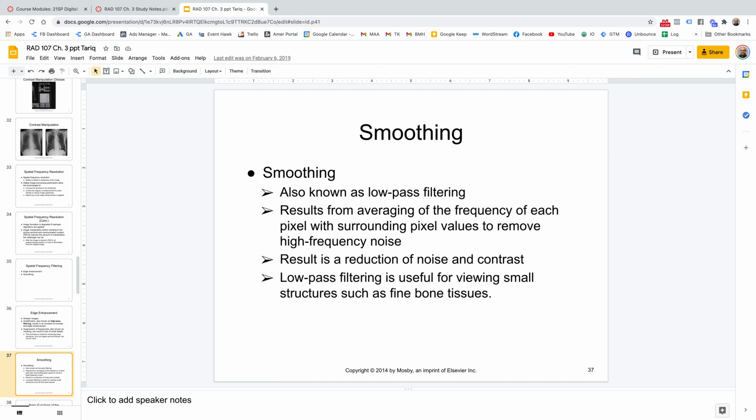It's good for viewing small structures like fine bone tissues. A lot of times when you're looking at really sharp or really small structures like the wrist, if there's any kind of noise, it's hard to see fractures and things like that. So smoothing will help with that.